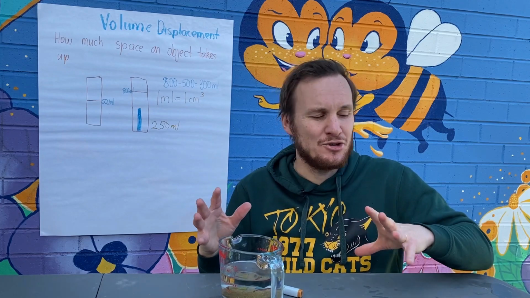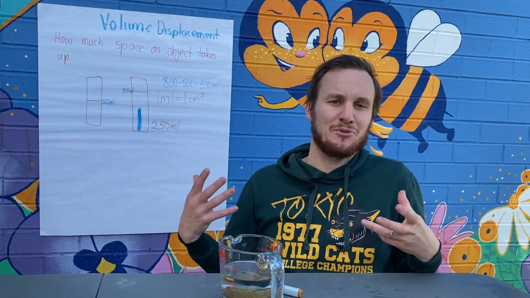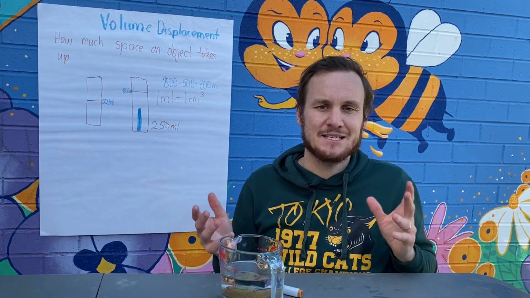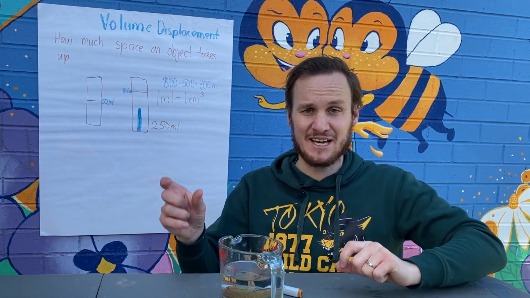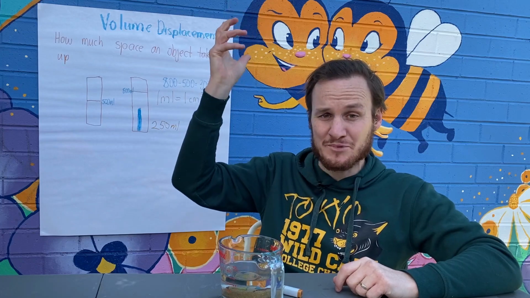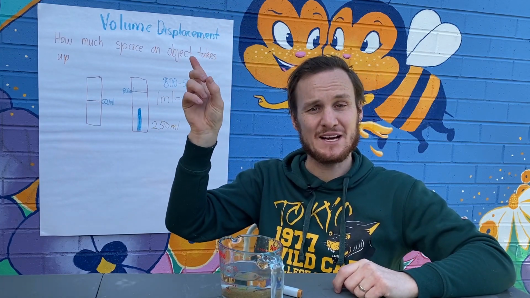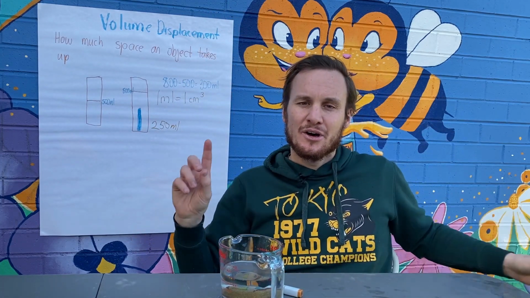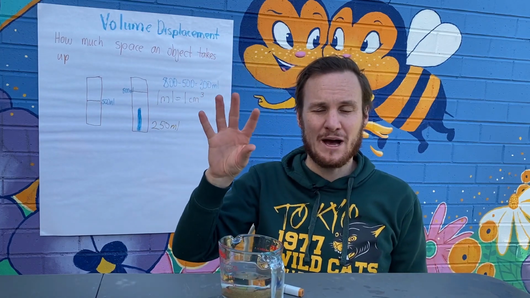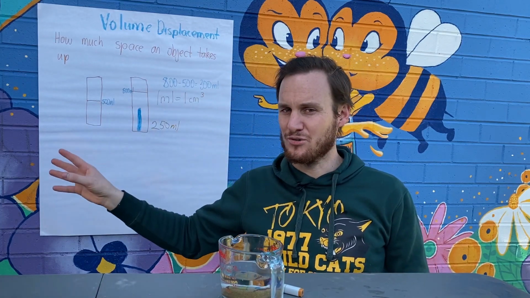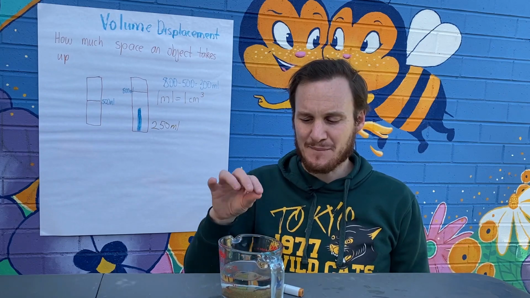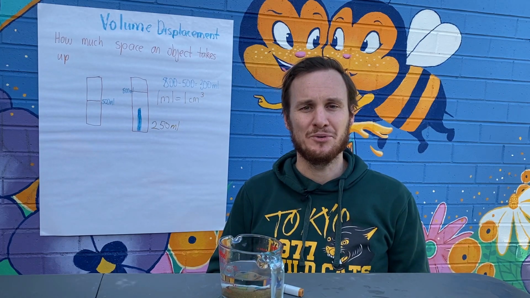Now, I'm not going to make you do this at home because I don't want to get in trouble for making you make a mess all over your house. But what I'm going to do is show you some pictures of what the containers initially looked like and then what they look like after an object's been put in them. And you have to subtract the old volume from the new volume to find how much space each of the objects took up.